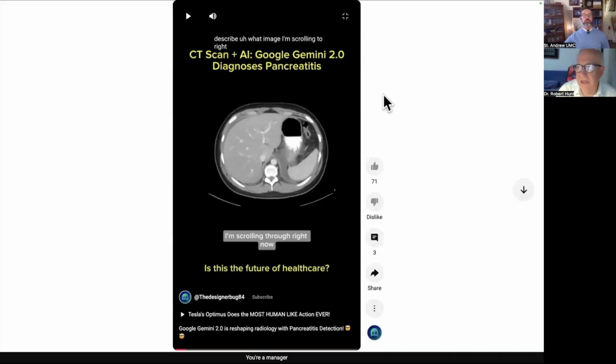where a doctor is actually talking to the AI, and the AI is looking at an MRI.